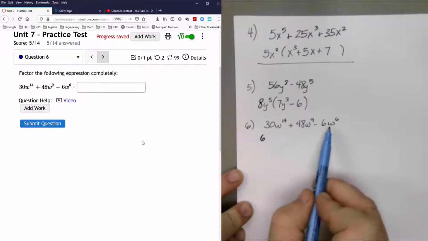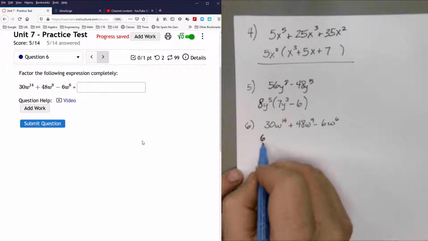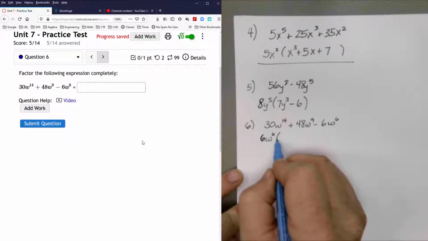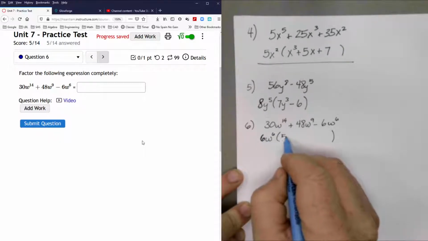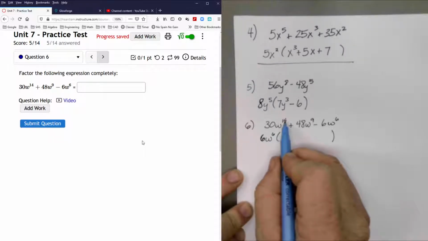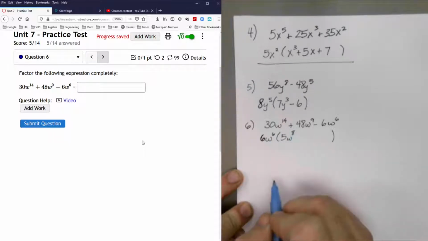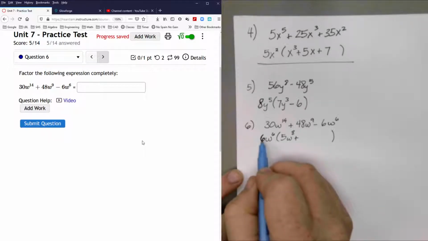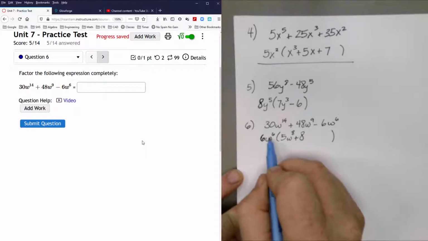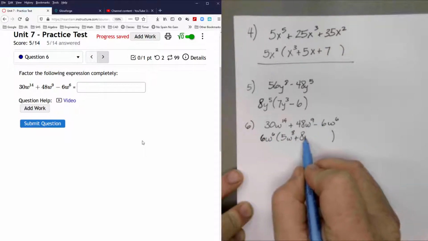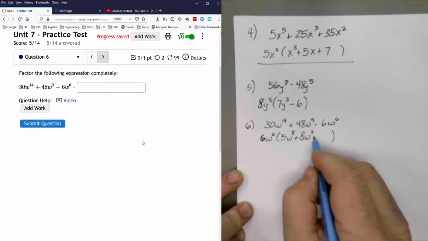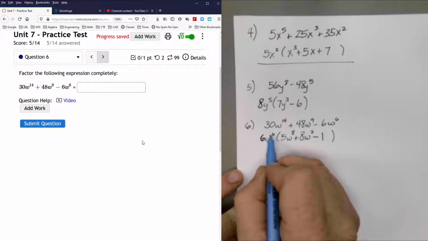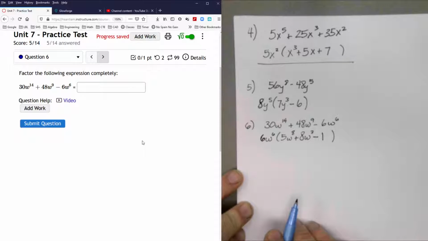And then they all have a w, and the smallest degree is w to the 6th. So w to the 6th is what I'll take out there. And so look at what's left over. 6 times 5 is 30. W to the 6th, we need, I think, 8 more. W to the 8th. And then we've got 6 times 8 is 48. And we've got w to the 6th. We need w to the 9th, so we need to have 3 more w's. And then I've got 6, and I've got a negative here, right? And so 6 goes into that once, and I've already got w to the 6th, so I don't need to do that anymore. Okay, so there would be my factorization of that.